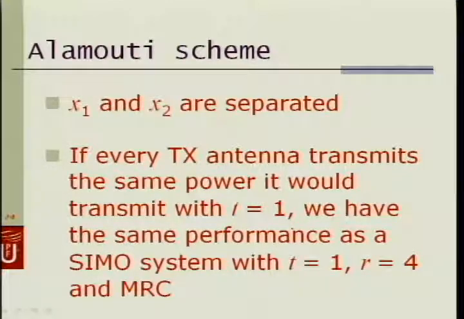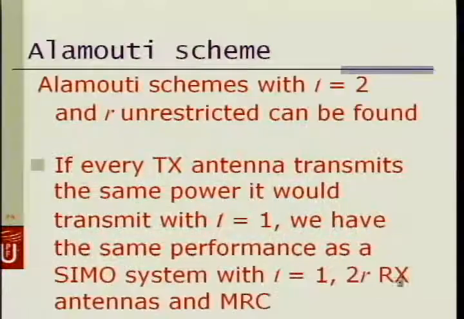Even in this case, we have the same performance of a single input, multiple output system with 1 transmit antenna and 4 receive antennas. So we can distribute the number of antennas to the transmitter or to the receiver according to our convenience and get essentially the performance of a system with 2 by 2 or 1 by 4 or 4 by 1. With t equal to 2, the Alamouti scheme can be generalized to every conceivable value of the number of receive antennas.